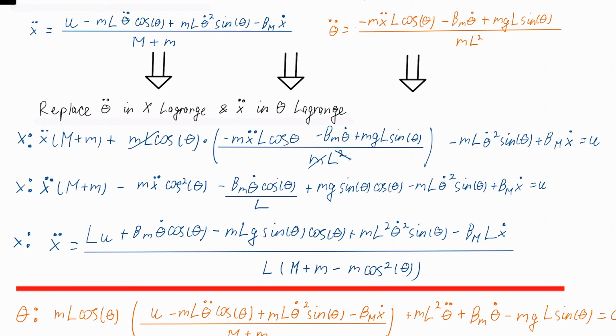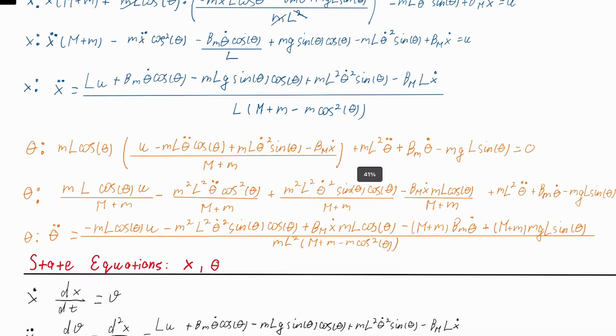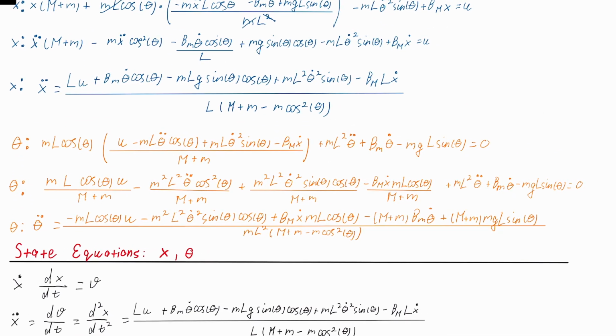ẍ is equal to L u plus B_m θ̇ times cosine θ minus m l g sine θ times cosine θ plus m l² θ̇² times sine θ minus b m l times ẋ, all over l times M plus m minus m cosine θ squared. And similarly, we substitute ẍ in the Lagrange equation relative to theta, and we get the following equation.